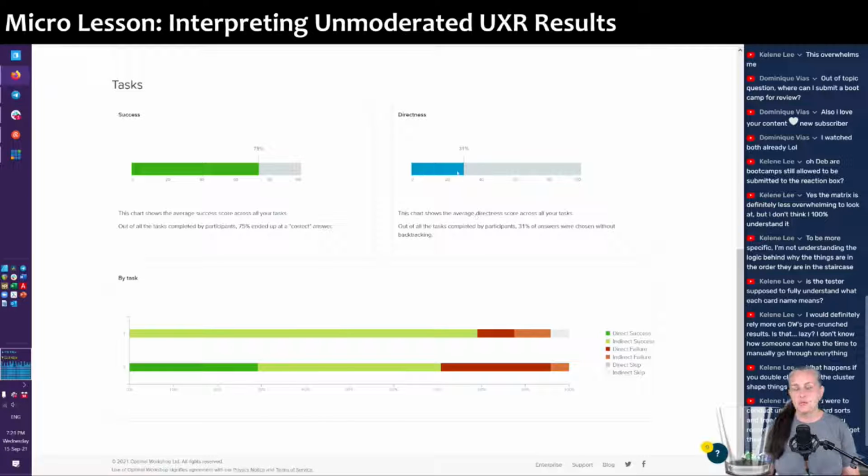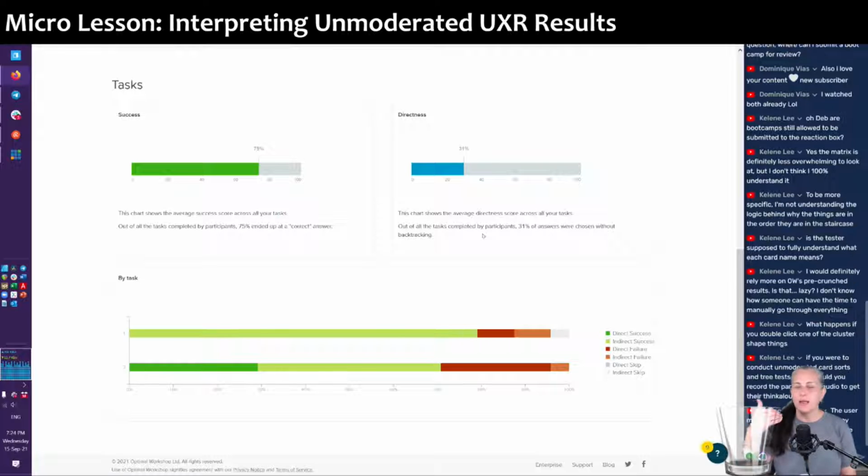So how direct were people? 31%. To me, this is a measure of confidence. This is, did people go straight to the right answer, or did they kind of meander or backtrack? So that's like a low confidence thing, which tells me this probably isn't a good tree and it needs some work before we release it to the public.